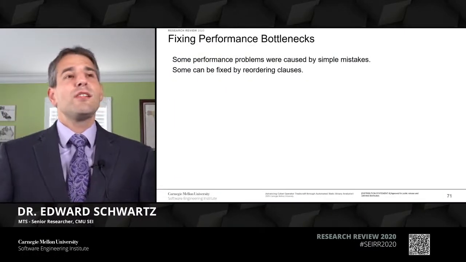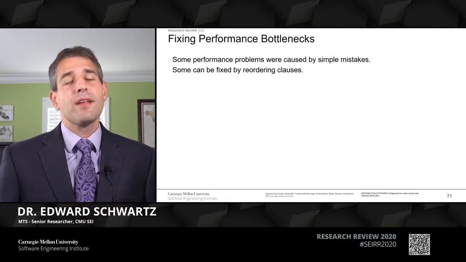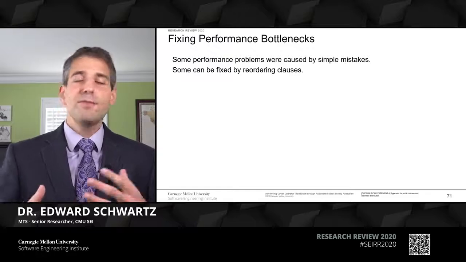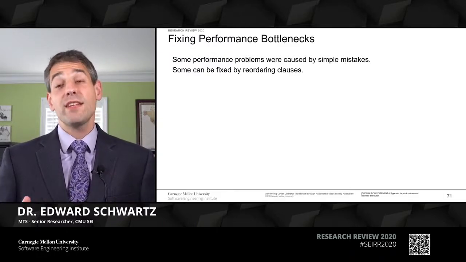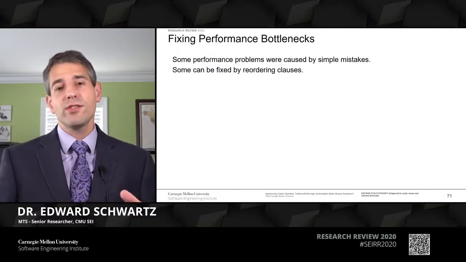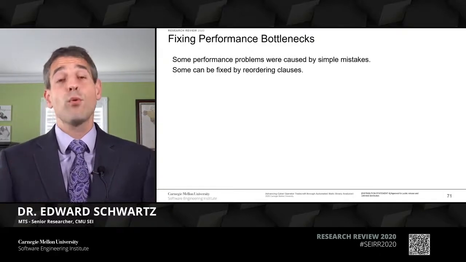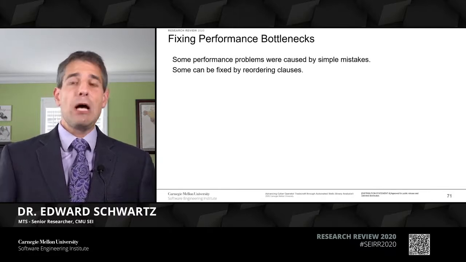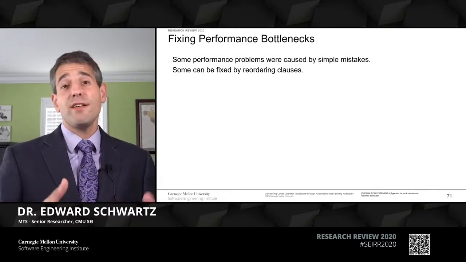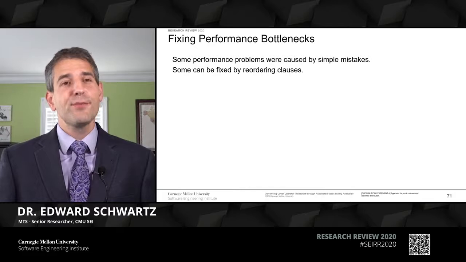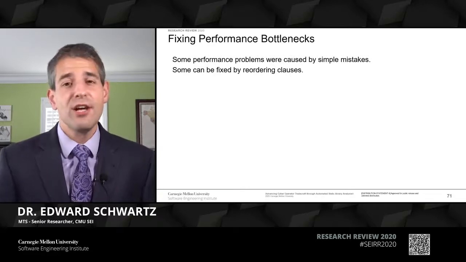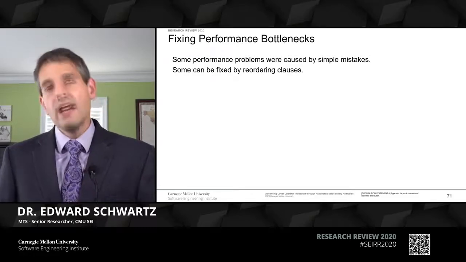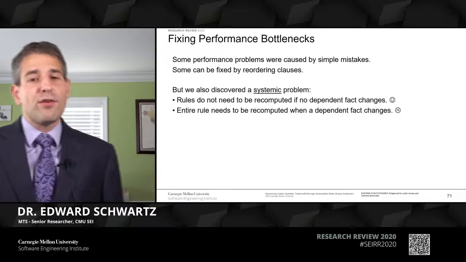So what actually causes these performance problems? Most of them were caused by fairly simple mistakes. Just because of the nature of Prolog, one thing that can happen is that if you order your clauses in a poor way, it can have some fairly negative performance impacts. But the flip side of that is that once you've identified the problem, a lot of times you can fix those performance problems just by reordering things. And that honestly is the case for a lot of the problems that we found. Unfortunately, it wasn't the case for all of them.